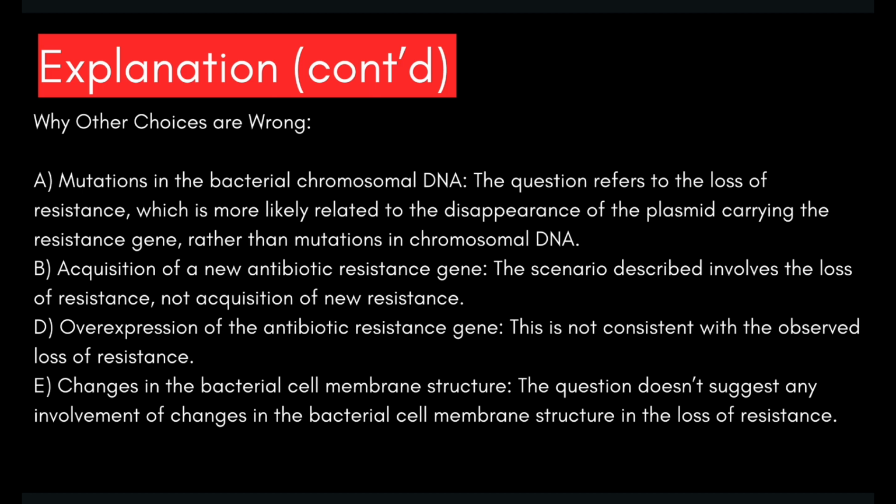D. Overexpression of the antibiotic resistance gene. This is not consistent with the observed loss of resistance. Moving on. E. Changes in the bacterial cell membrane structure. The question doesn't suggest any involvement of changes in the bacterial cell membrane structure in the loss of resistance. Therefore, E cannot be the answer either, and the only answer that made sense here was C, plasmid loss, since that is where the antibiotic resistance genes are located.